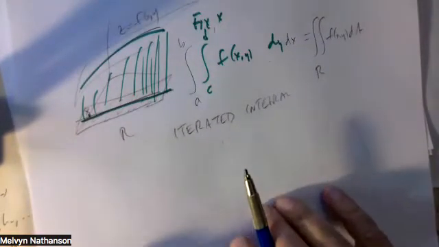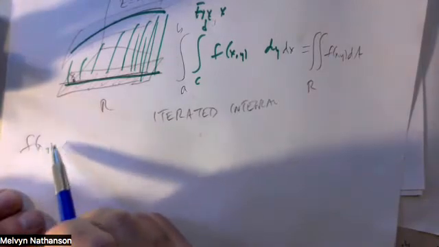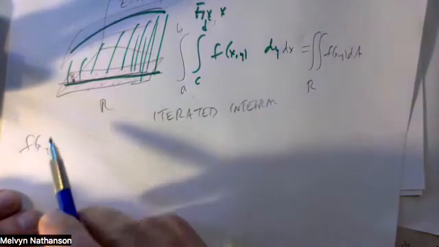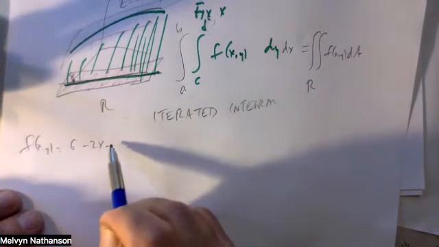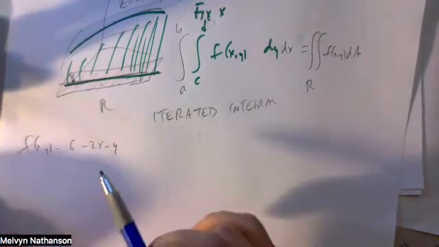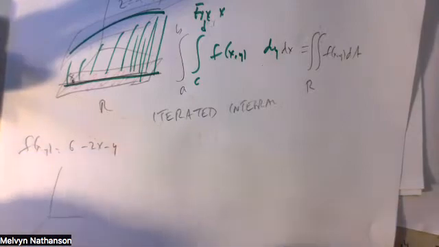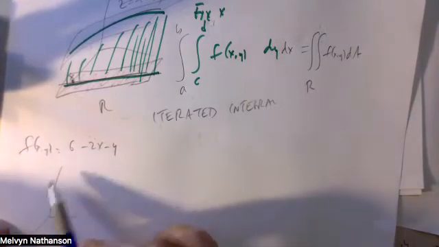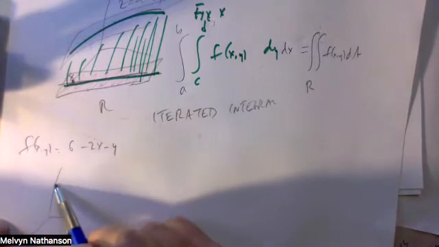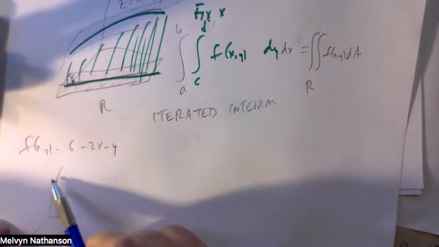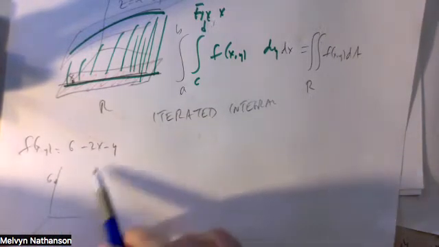So let me give an example of this. Suppose f of x, y is the function 6 minus 2x minus y. If you were to graph this, you would get a plane. When x and y are 0, this is at height 6.